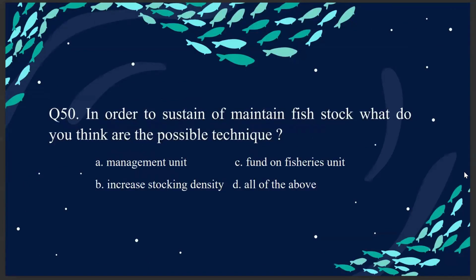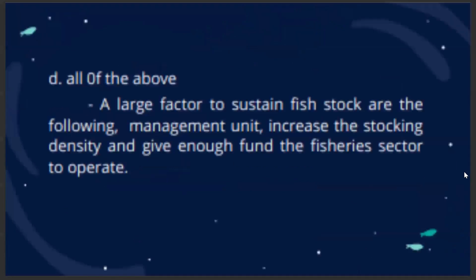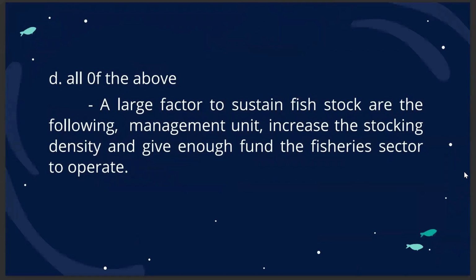Question number 50. In order to sustain a fish stock, what do you think are possible techniques? A. Management unit, B. Increase stocking density, C. Fund on fishery unit, or D. All of them. The answer is all of the above. Large factors to sustain a fish stock are the following: management unit, stocking density, and fund for the fishery sector stock.